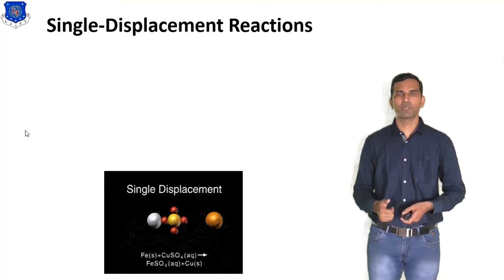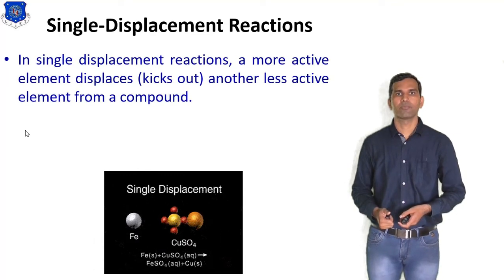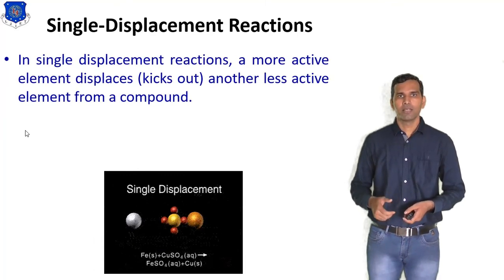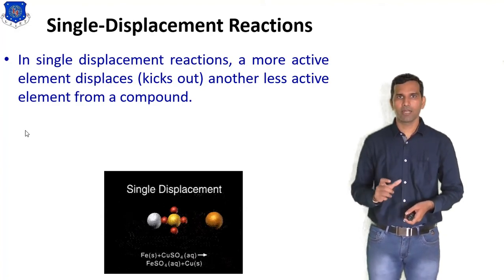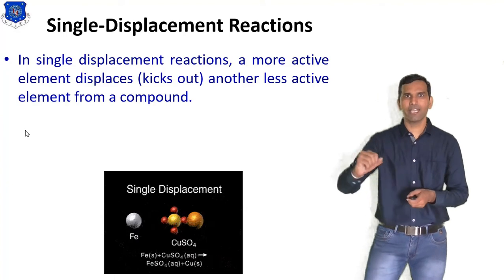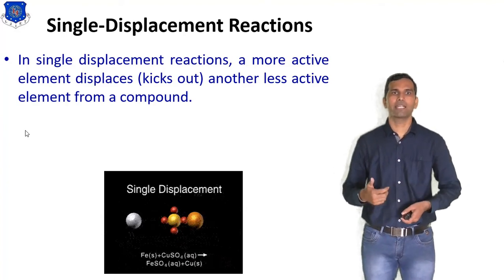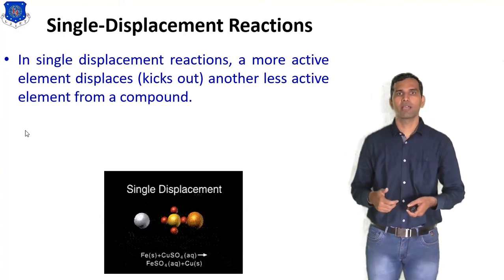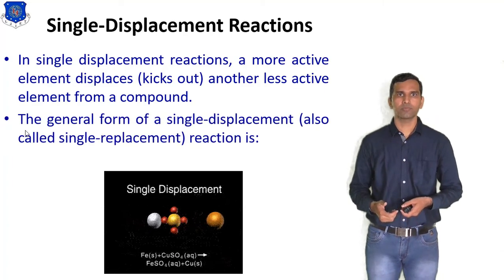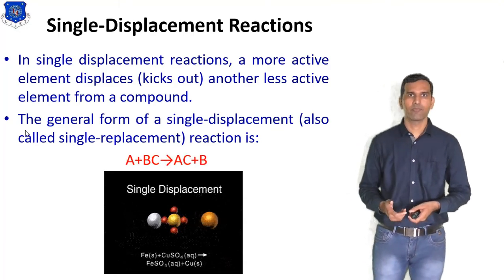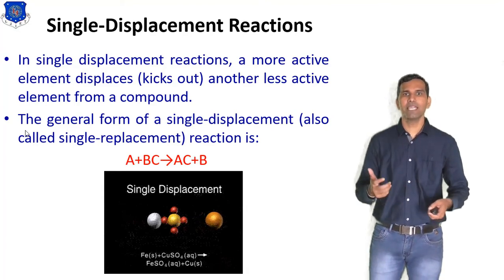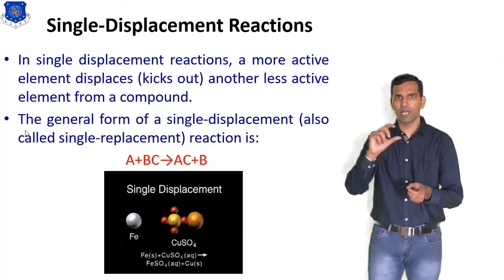This is the figure of a single displacement reaction. In this reaction, a more active element displaces or kicks out another less active element from a compound. The general form of a single displacement, or we can also say single replacement reaction, is A plus BC equals AC plus B.